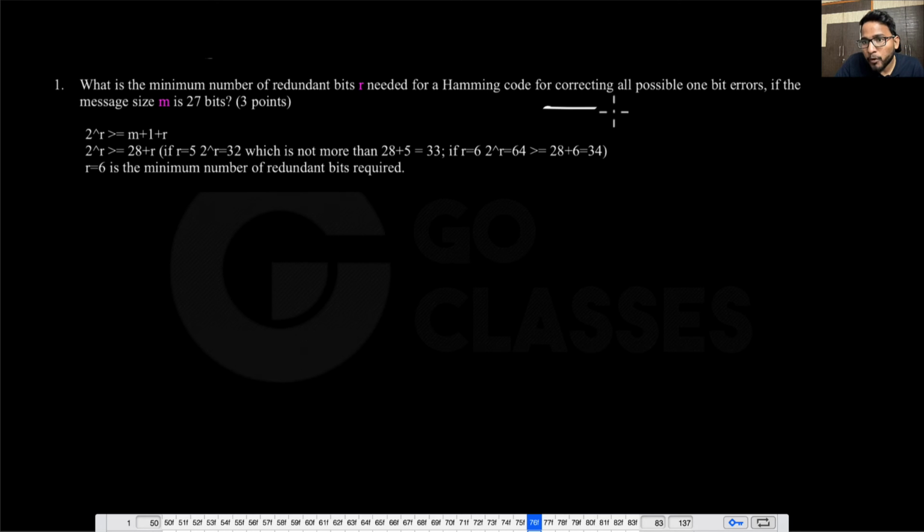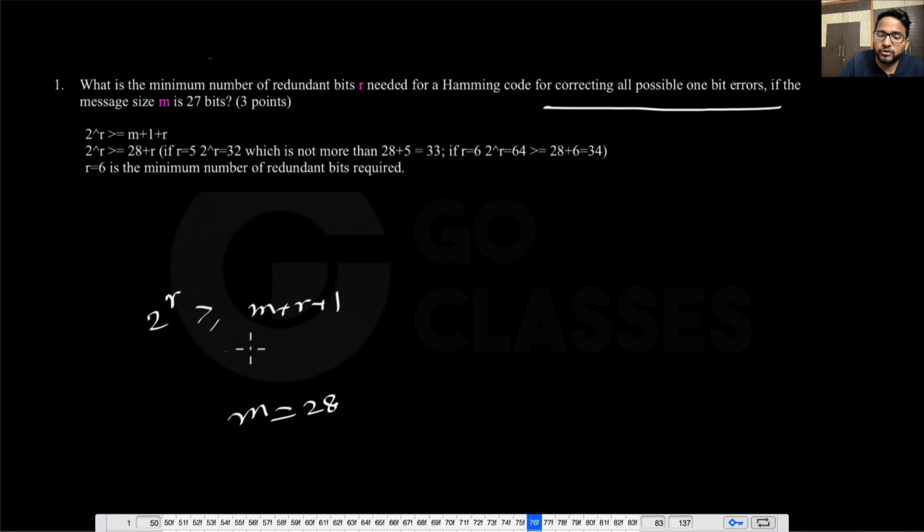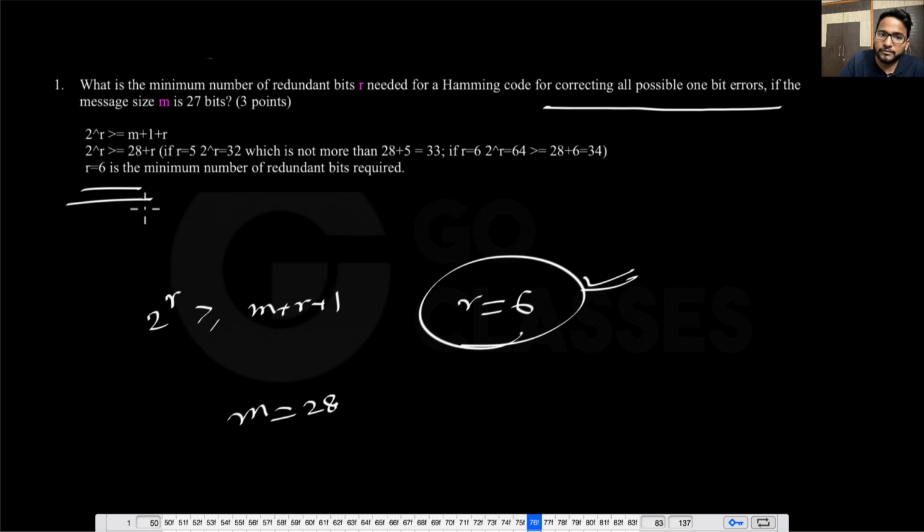See, correcting all possible 1 bit of error is just a way of saying that whatever we have been studying, they're talking about the same kind of Hamming codes. Anyway, so here you can apply this formula, m plus r plus 1. The m value is given to be 28, then I think r equal to 6 will satisfy, right? Minimum value of r equal to 6 will satisfy. So hence 6 is the answer, the minimum number of redundant bits required.